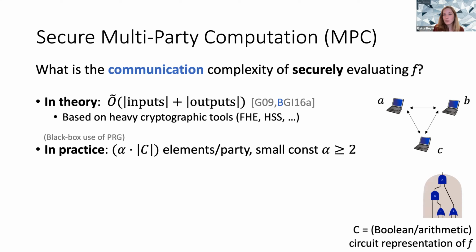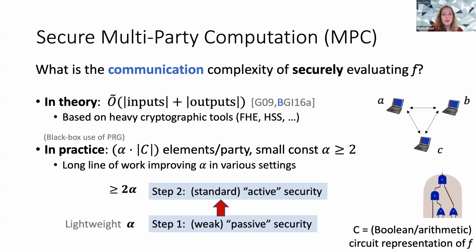And this alpha I'm going to carry throughout the talk on and off a little bit. Again, this just represents the elements per party, where the elements are either, say, bits, if we're talking about a representation of the function as a Boolean circuit, or whatever arithmetic structure you have, if f is arithmetic.